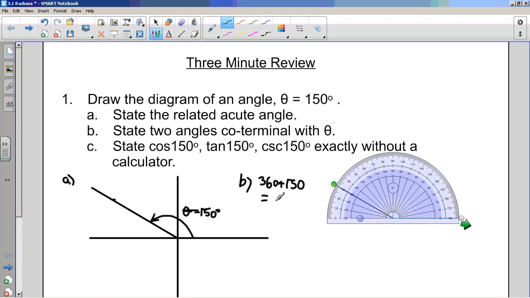So anyway, what is this? This looks like it's 510 degrees. And I could just add another 360, right? Two laps around, and then 150. What's that? That's 870. That one works.